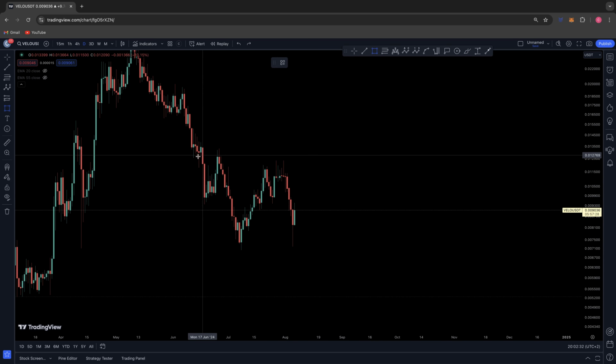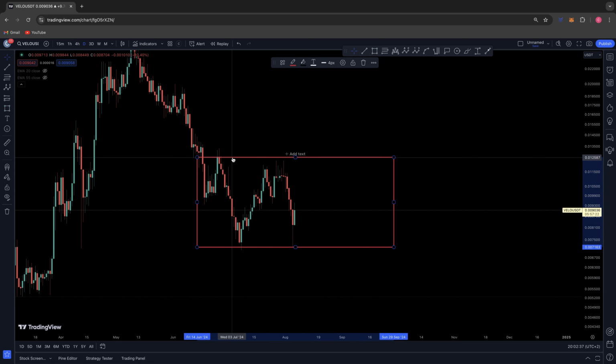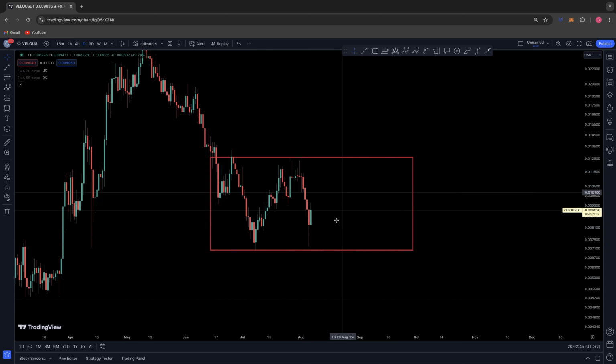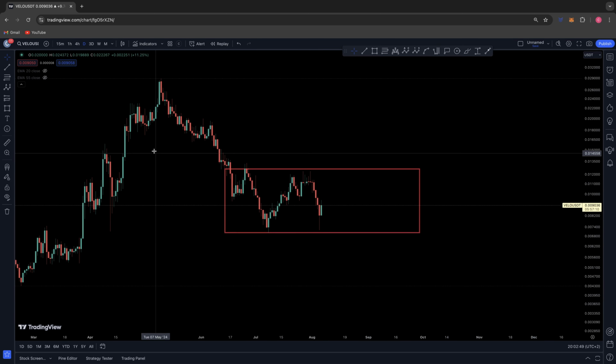We're pretty much range bound right now between 0.012 and 0.007. So this is literally right now where I think for the next few days or coming weeks, we could see some choppiness until VELO makes a decision.